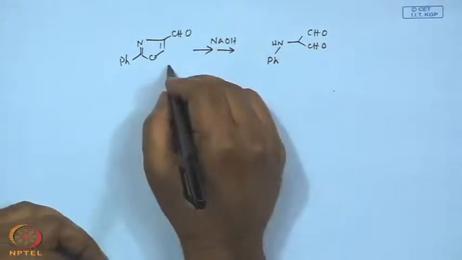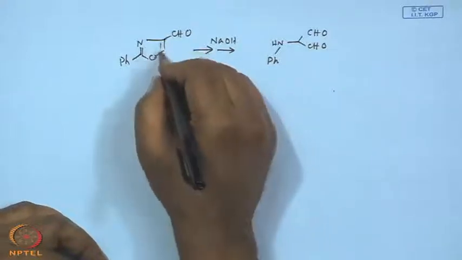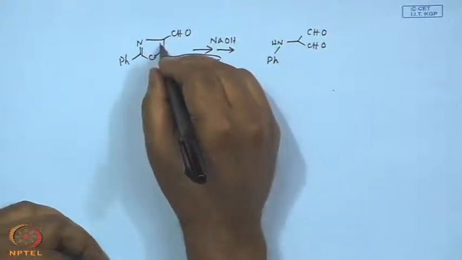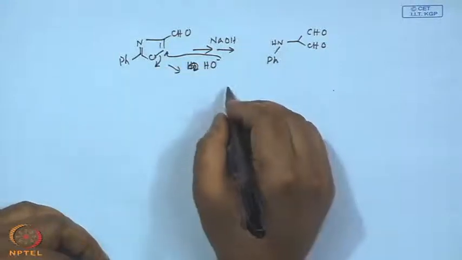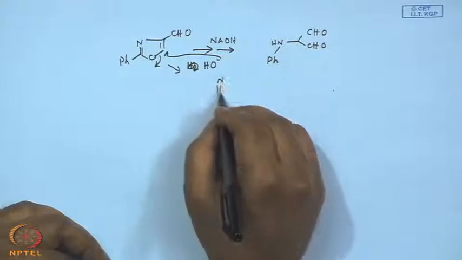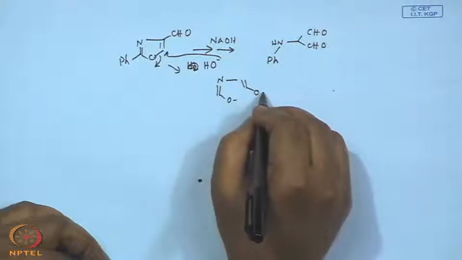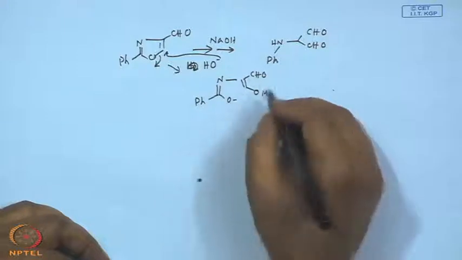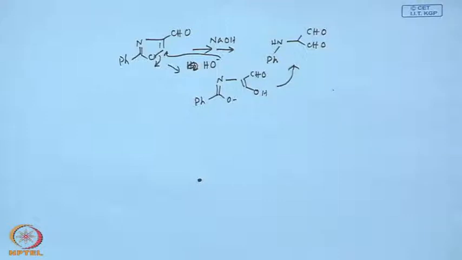What is the mechanism? Mechanism wise, again, now an alpha beta unsaturated aldehyde. So probably this undergoes Michael addition, then it kicks out this alkoxy. So you will have nitrogen, oxygen minus, then CHO, and then after all these proton transfers and tautomerizations you can get this one. This was the original discovery by Cornforth.